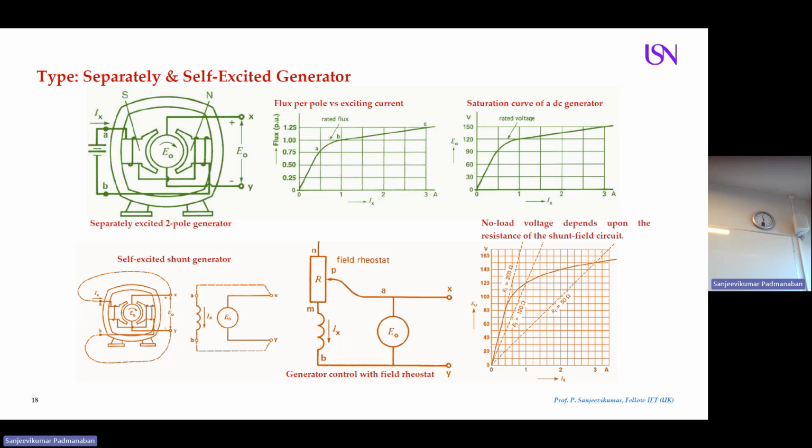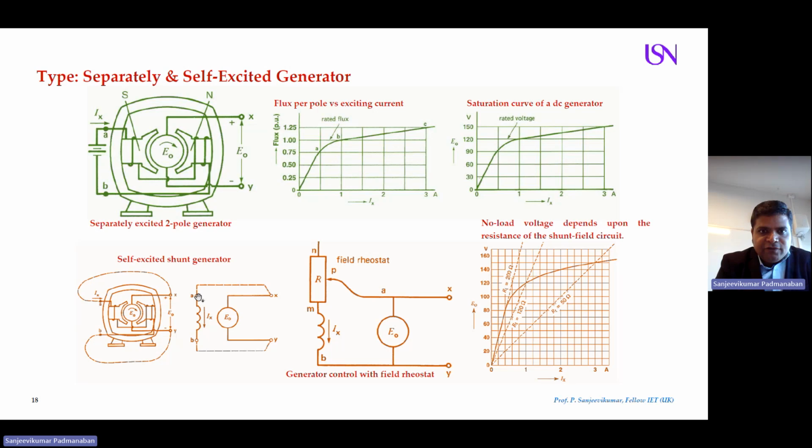So this is the field magnet, electromagnet, and the armature winding. If I give more current, it produces more magnetic field. If I give less current, it produces less magnetic field. How can I do this? By adjusting this resistor. So this test is done like this.